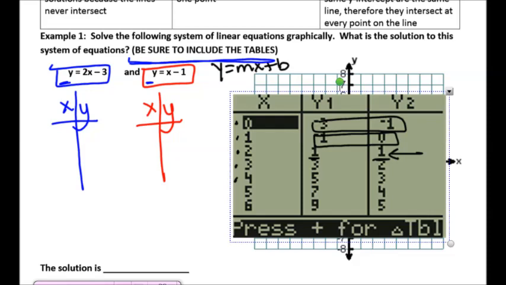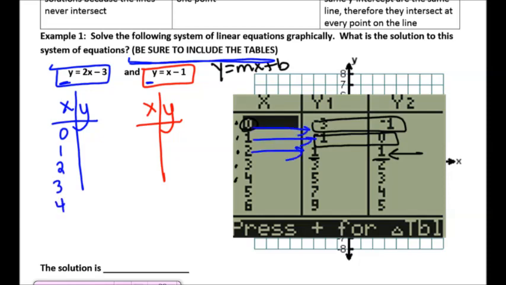So I know we were used to going -2 to 2, but for this one, we're actually going to start at 0. So I'm going to do 0, 1, 2, 3, 4, and then copy down those numbers right here. So that's going to be a -3, -1, 1, 3, and a 5.